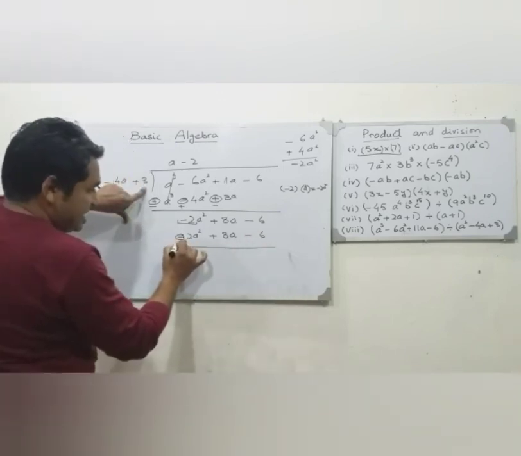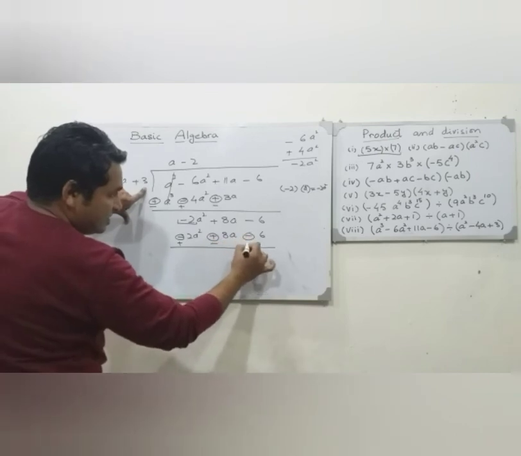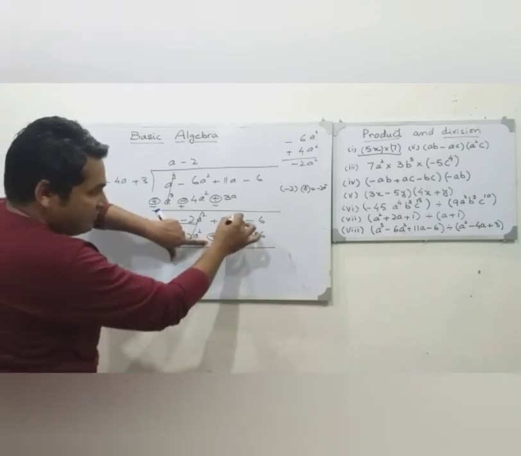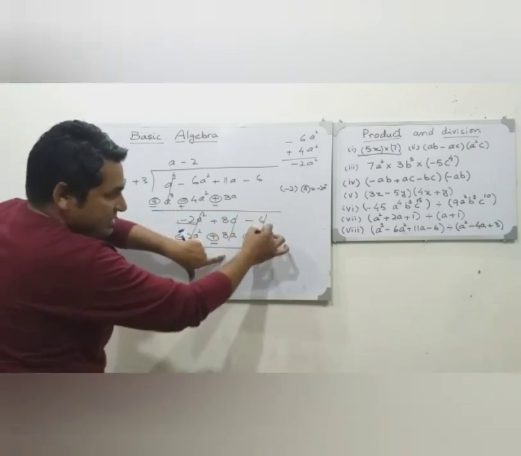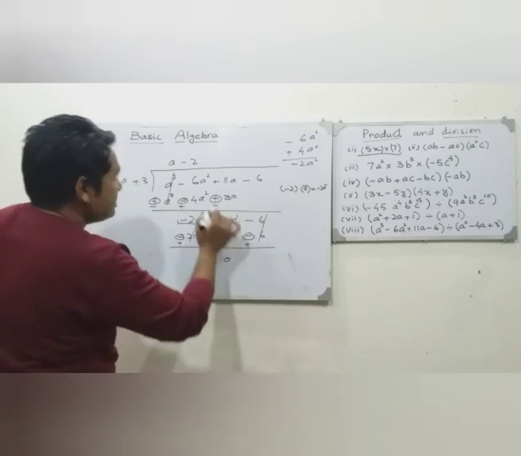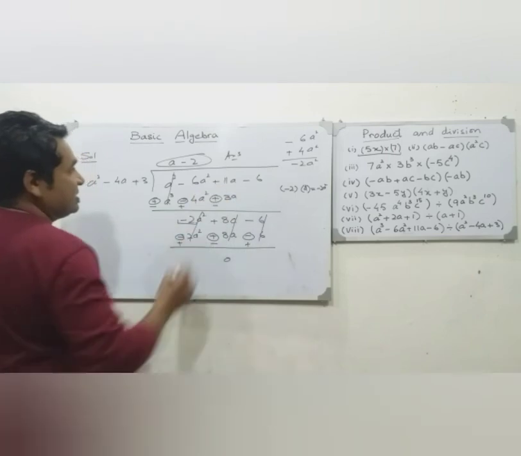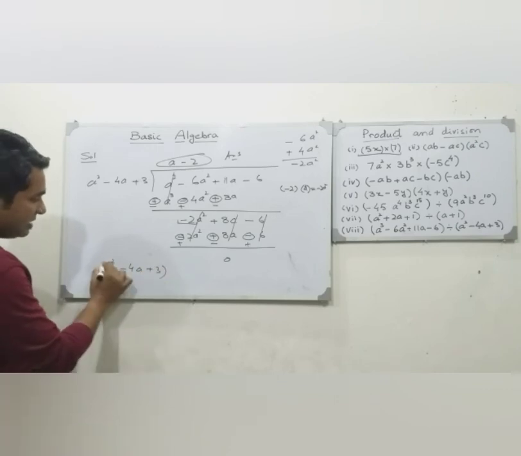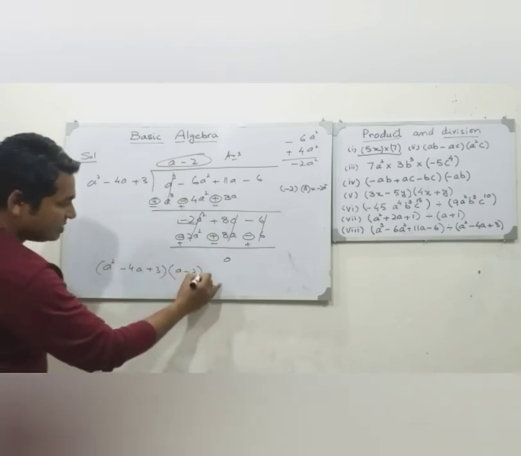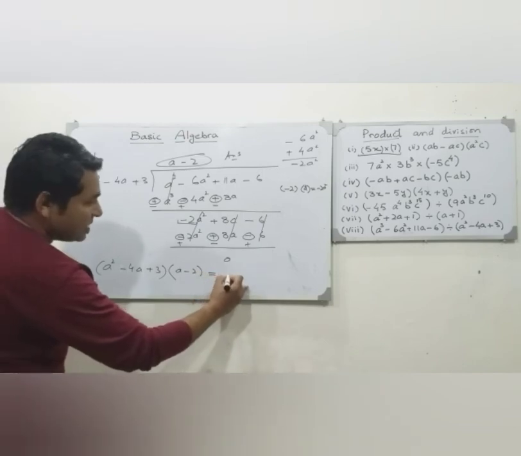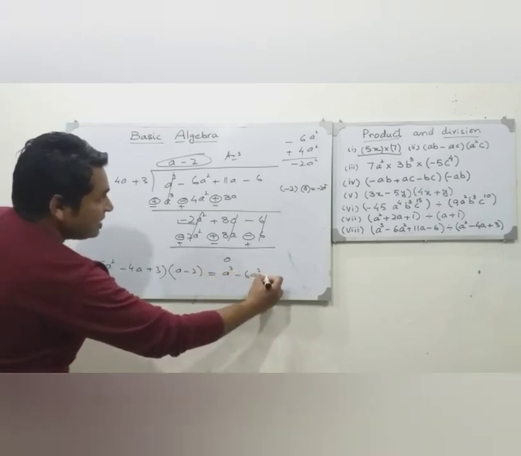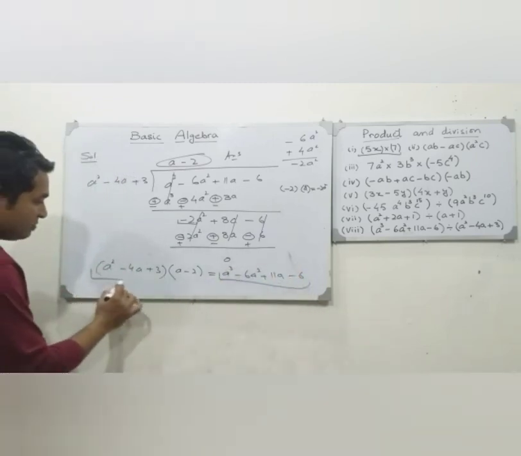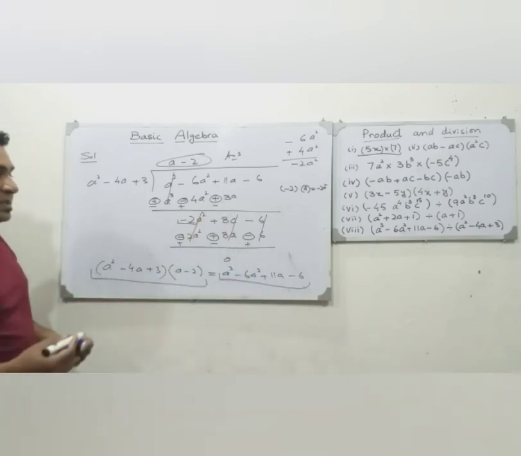After that, you have to change the signs. So this is negative, this is positive, they both cancel. Positive, negative cancel. Minus 6 plus 6 cancel. Remainder is 0, and this is the answer of the question. Now you can write down a squared minus 4a plus 3, and this, minus a minus 2, is equal to a cubed minus 6a squared plus 11a minus 6. This is the multiple, and these both are factors of this expression.